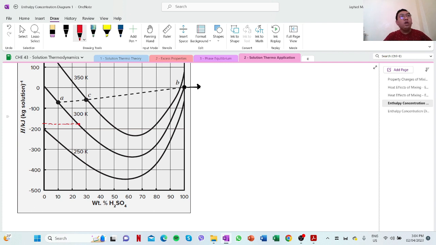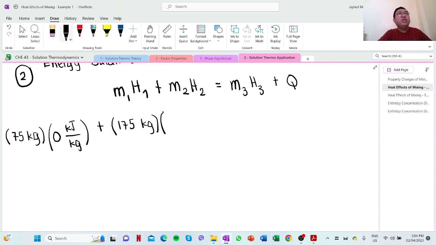You actually have to do linear interpolation for this one, so you need to know exactly what this value is using a ruler. But for purposes of demonstration, please allow me to just estimate it. For 25 weight percent, this is 150 around here, so I'll assume this to be negative 125. Okay, thank you for understanding. So negative 125 kilojoules per kilogram.